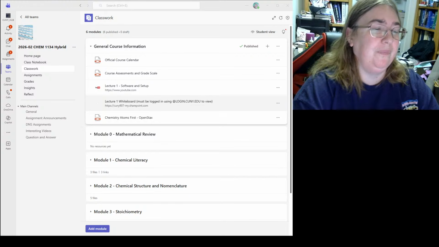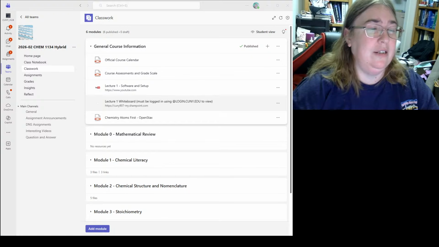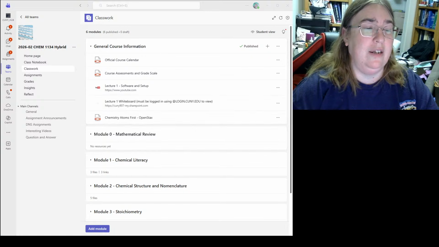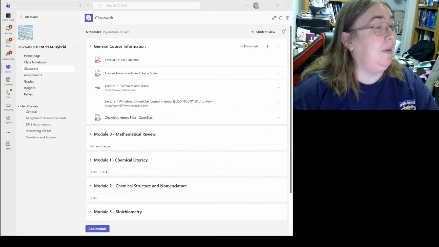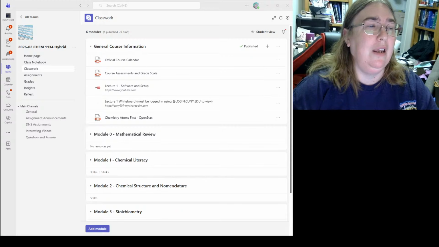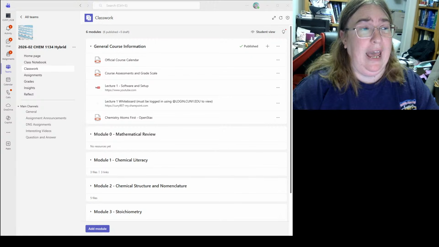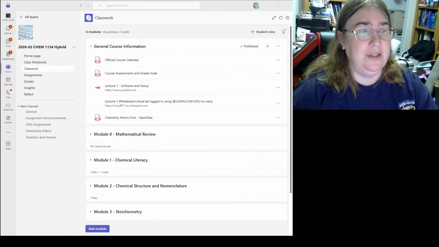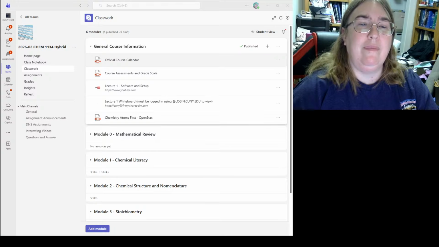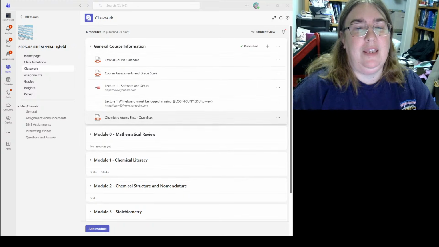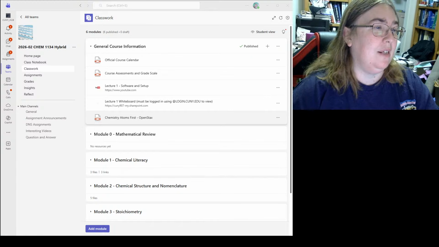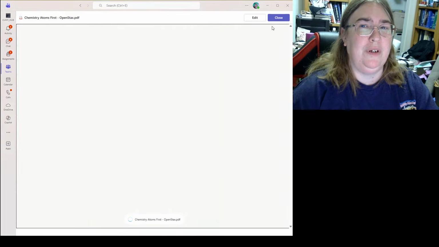So always log into Teams using login.cuny.edu. This will be much easier if you do this through the app, because you'll only have to do it once. Okay, so in classwork, you will also see I uploaded the Chemistry Atoms First OpenStax book. That is the full book.